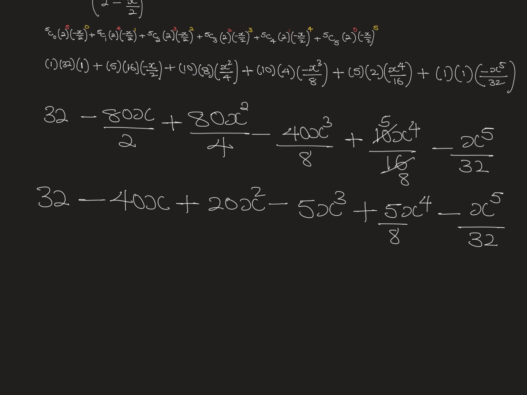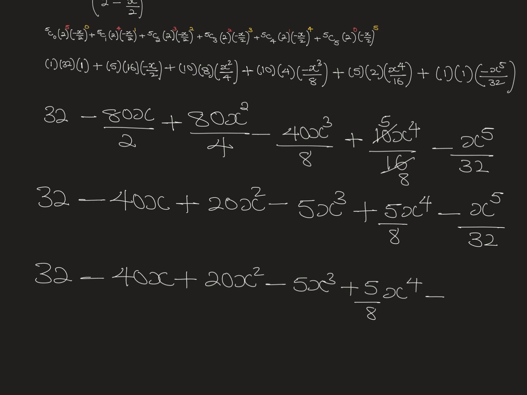Okay, so if you want, you can express it this way: 32 minus 40x plus 20x squared minus 5x to the power 3 plus 5 over 8 x to the power 4 minus 1 over 32 x to the power 5. Okay, it doesn't matter.